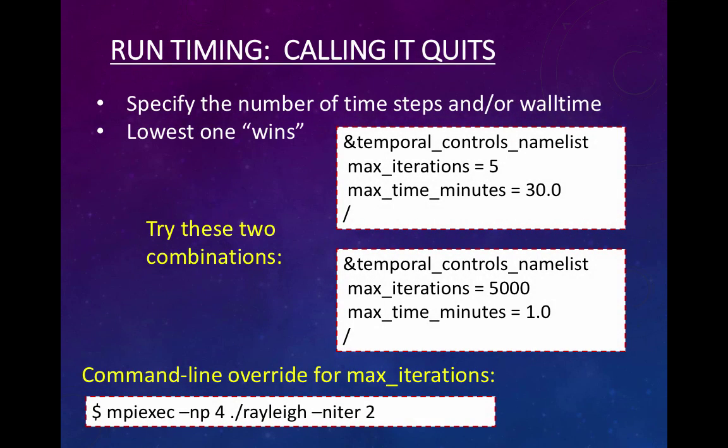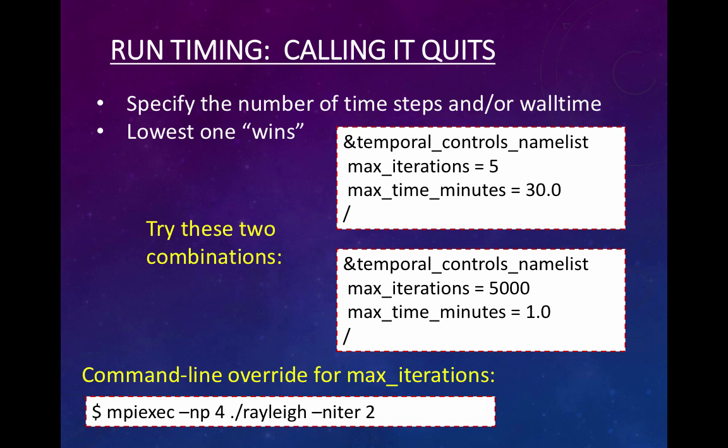Okay, so how do we decide when it's time for the run to stop? Why don't you edit your main input file and try, you can either set the maximum number of iterations you want to run for, or you can set the maximum time in minutes. And whichever one is lowest will win. So try setting 5 time steps as the max iterations and set the maximum time in minutes to be 30. This is in the temporal controls name list.